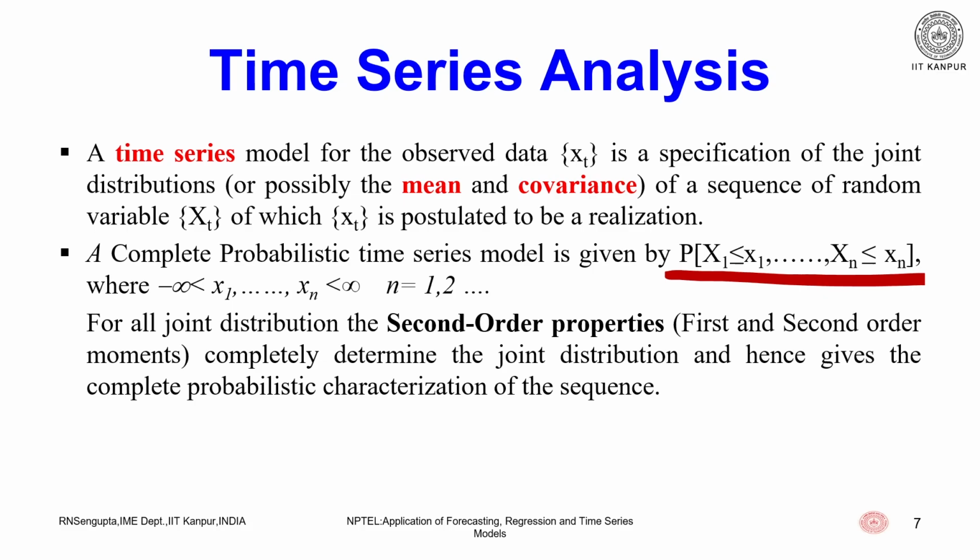They completely determine the joint distribution and hence give the complete probabilistic characterization of the sequence. So, that means only having information about the mean and the variance would be enough to give us a good idea about the time series, or the data based on which we are trying to model the time series.